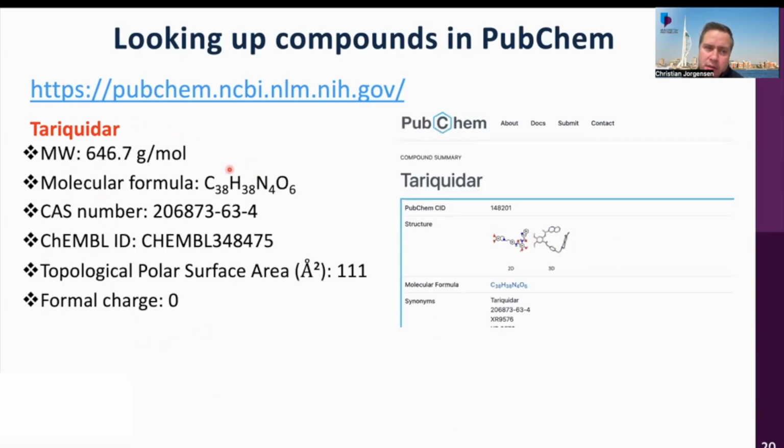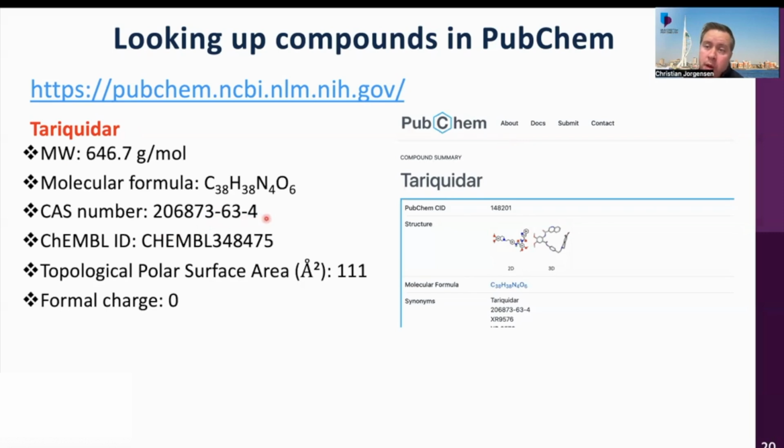So here are the physicochemical parameters that tariquidar has, and this is all found through the PubChem database, and so this is incredibly useful. Let's just read some of the parameters. It has a molecular weight of 646 grams per mole. It has a molecular formula, C38H38N4O6. It has a CAS number, and this is for buying it. So when you want to order tariquidar for your experiments, this is the number you use.